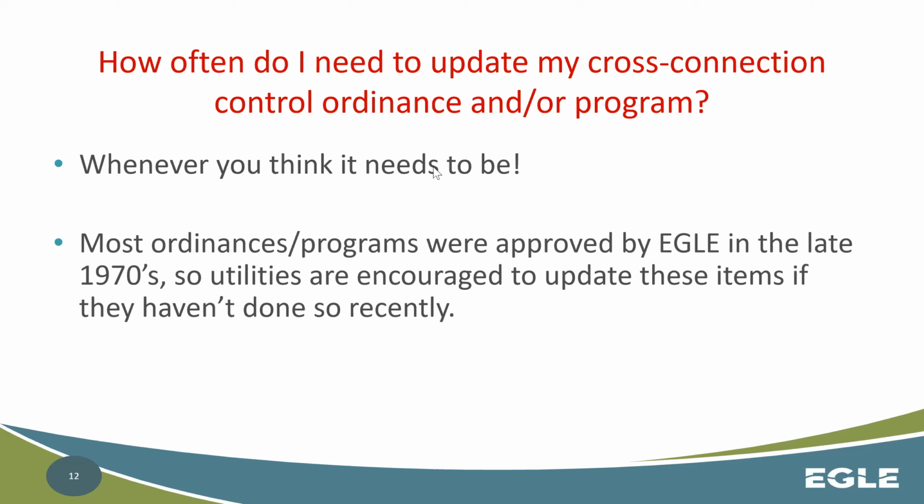Yeah, in general, we're looking more so just at the contents and are you able to effectively administer your cross connection control program. If not, you need to look at, are there missing parts? Are there things that are outdated? So 3 to 5 years is maybe a rule of thumb, but even that's not going to be a hard and fast rule. Right.